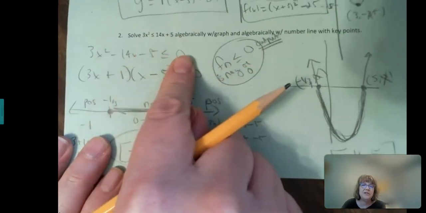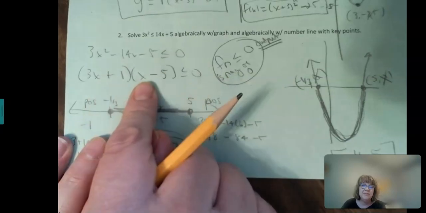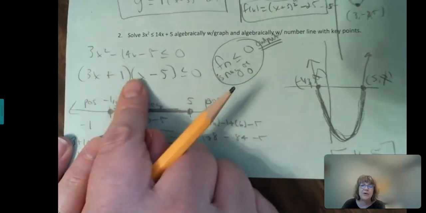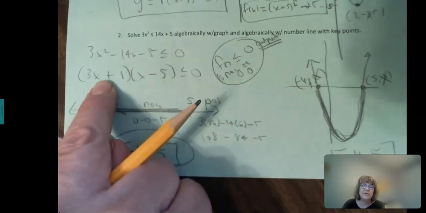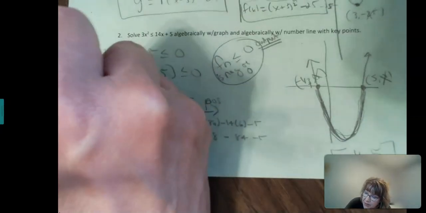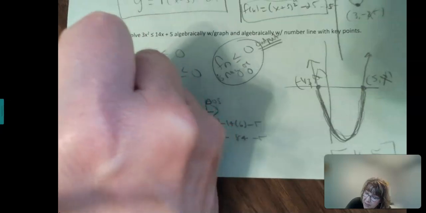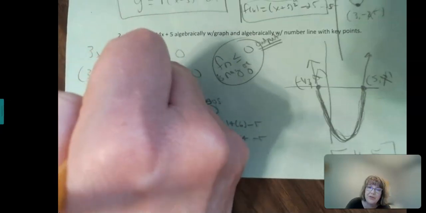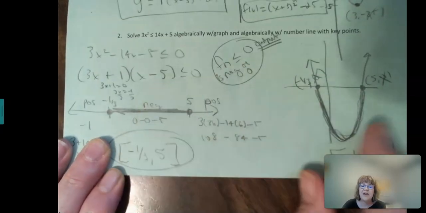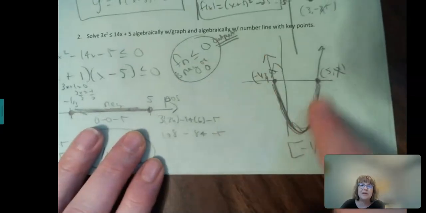You want to set it equal to 0. You want to factor, okay, or do quadratic formula, whatever. And your goal is to get those 2 key points, okay? Now, I know this is a parabola that goes through a -1/3 because you set this equal to 0. And you get, bring the 1 over, you get 3x equals -1, divide by 3, you get -1/3. Same thing here, you get a +5. So I know this is a parabola that looks like this.